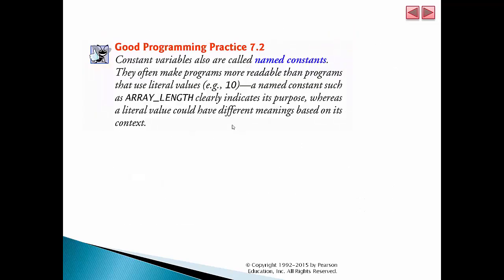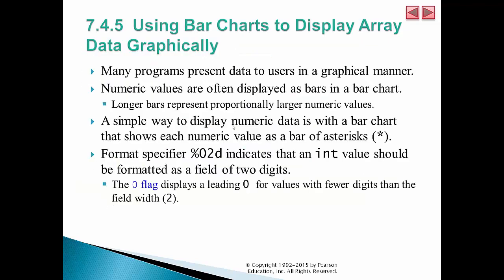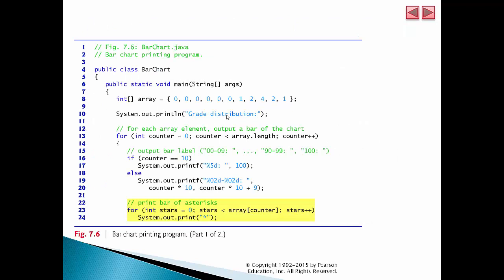So we use constants, and this is another example. This example shows you how to display data using a sort of bar chart, using asterisks. This is an example of using arrays. You have a bunch of numbers that represent the frequencies, like a histogram of the grades for a particular semester, let's say. This represents grades from 0 to 9, this represents from 10 to 19, and so forth.